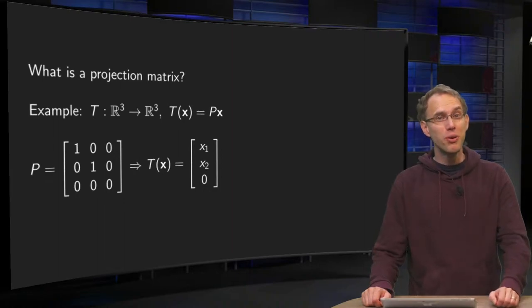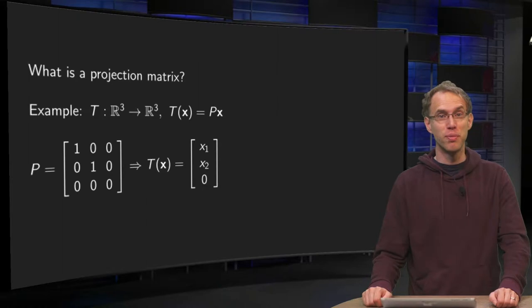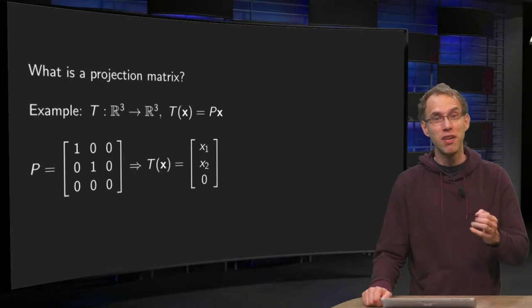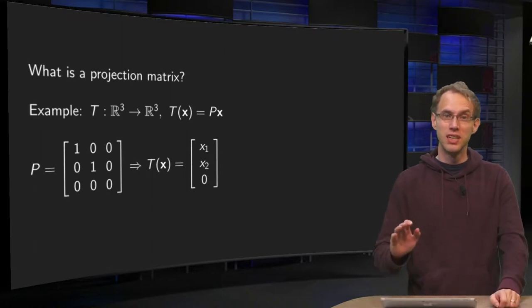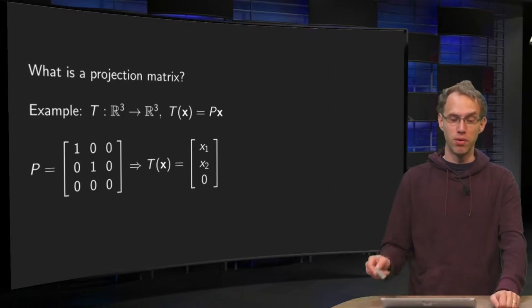You have learned how you can compute the projection of a vector on a subspace. Such a projection is an example of a linear transformation. So this projection is implemented by a matrix. But how can we find this projection matrix? That is what you will learn in this video. You have seen an example already.